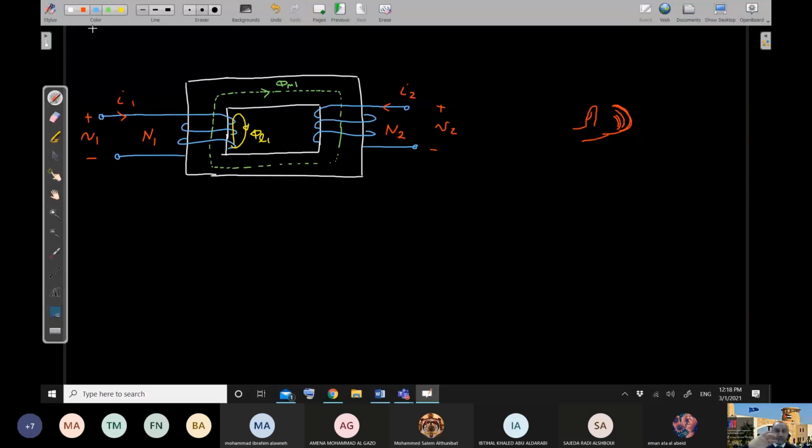If I'm applying the right-hand rule, do you see my hand? Do you see my hand? This is the direction of current. No, doctor, I can't see it very well.